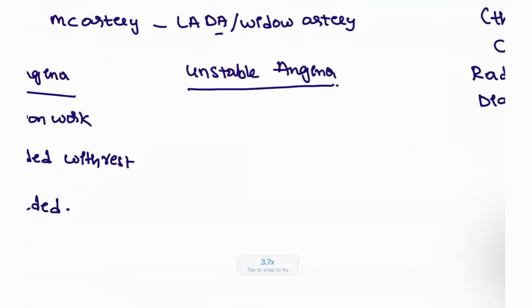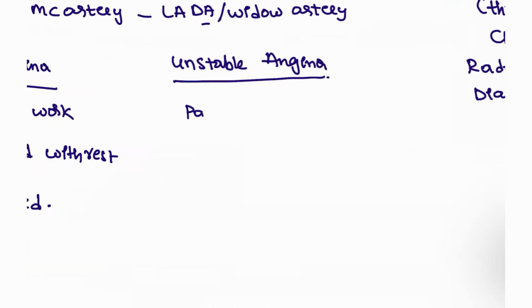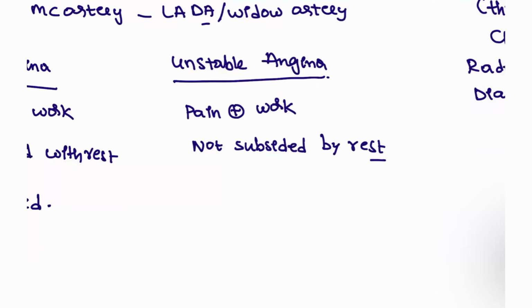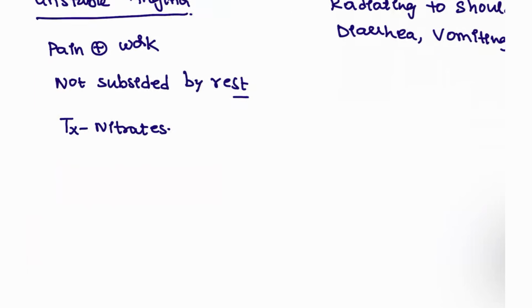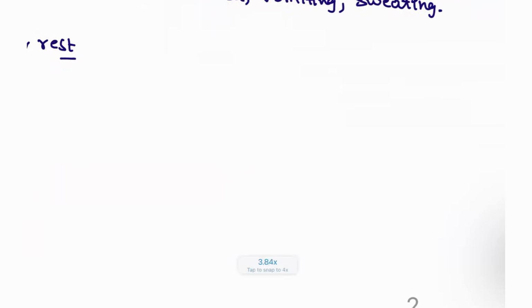Next, unstable angina: the pain will be presented upon work and not subsided by rest. If it is not subsided by rest, then the patient's progression is already seen. So what can we do? We have to give this patient nitrates. Sublingual nitrate should be given for this patient. Okay. And if you forget or leave this patient untreated, what happens? It can progress to the NSTEMI.